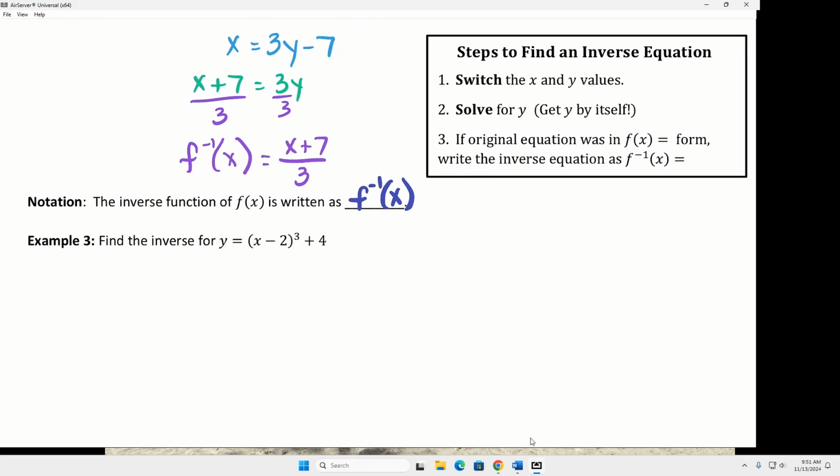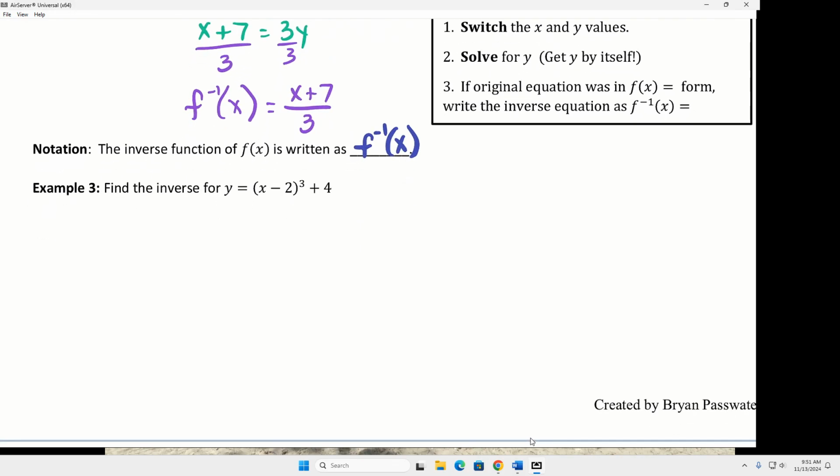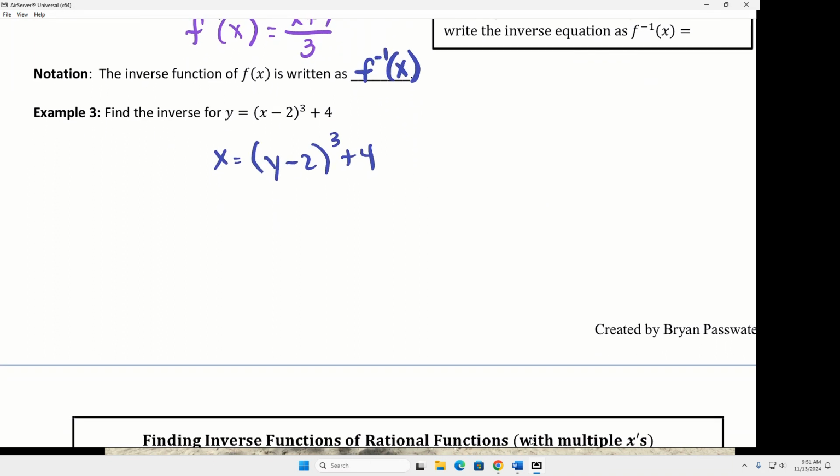Okay, let's look at example 3. So same thing. We are going to switch x and y. And then we're going to solve for y. So this one is going to be a little more challenging to solve for y. What would you guys do first?